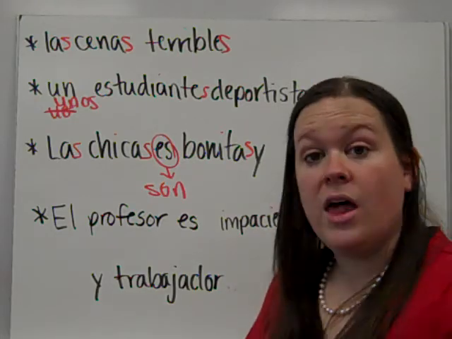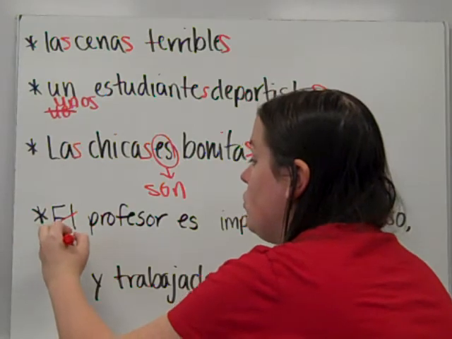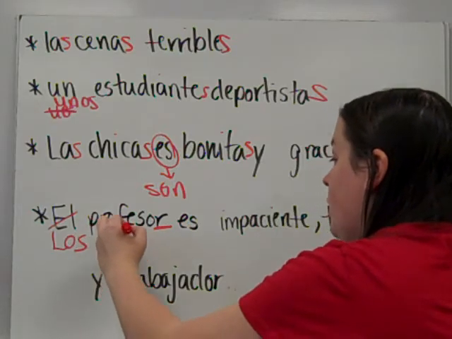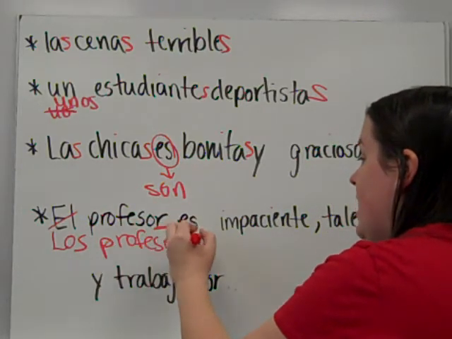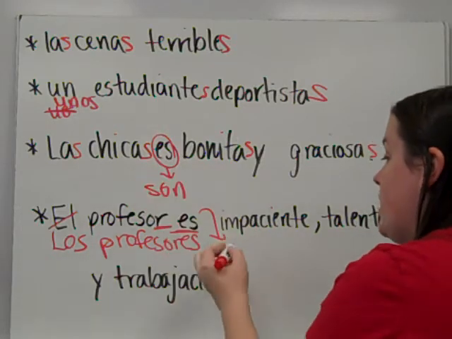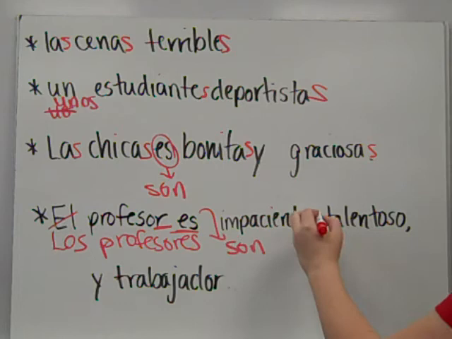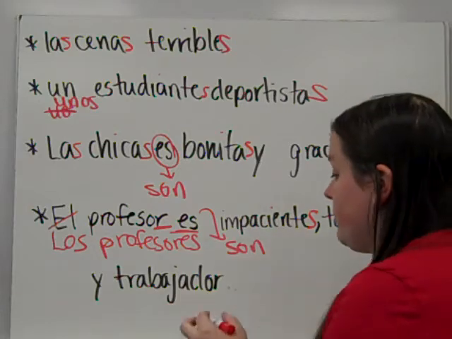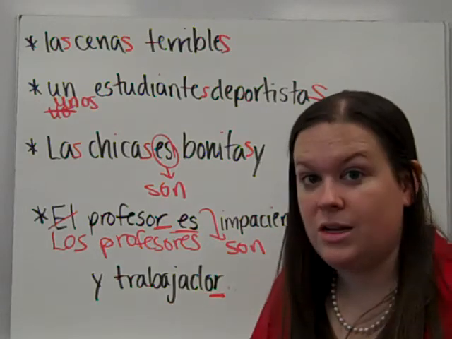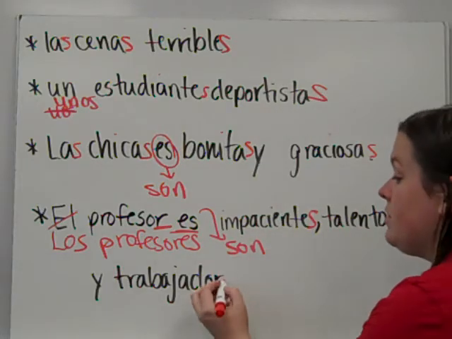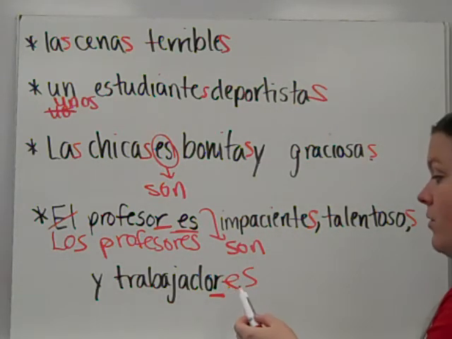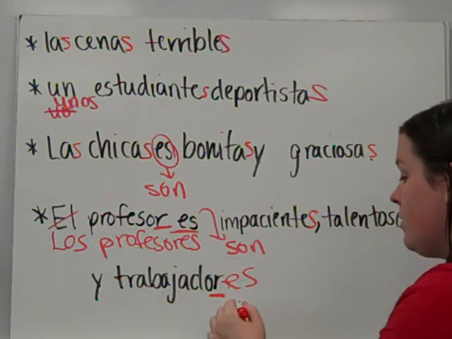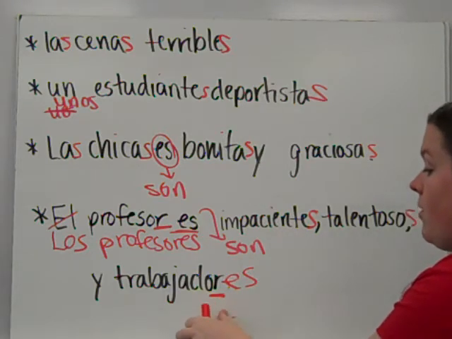And the last one, instead of el profesor, this is a definite article. Remember, it goes to los. Profesor ends in a consonant. We can't just add an S. Profesores. Es, it goes from he is to they are, same as right here. It goes to son. Impaciente, since it's plural, we add an S. Talentoso, plural, add an S. Trabajador, so hardworking. This ends in a consonant. We cannot just add an S. It has to be ES. Now, however, if it were female teachers, it would be trabajadora to start, and then we could add an S. But it's not, so we don't need to worry about that.